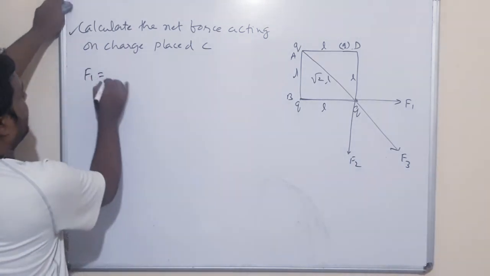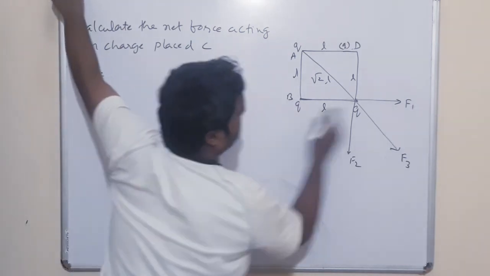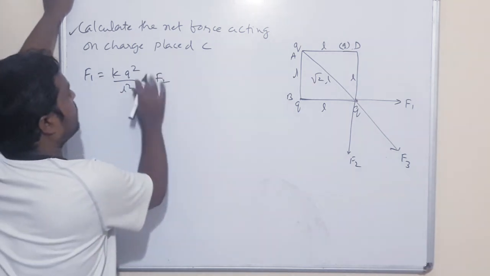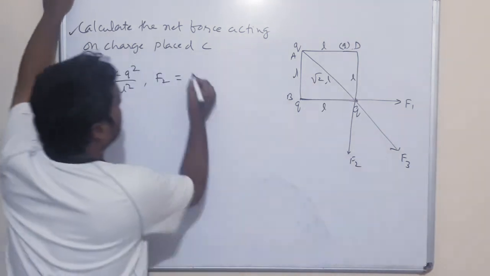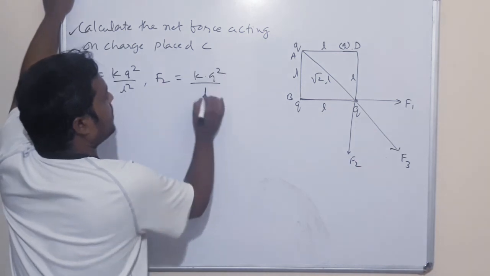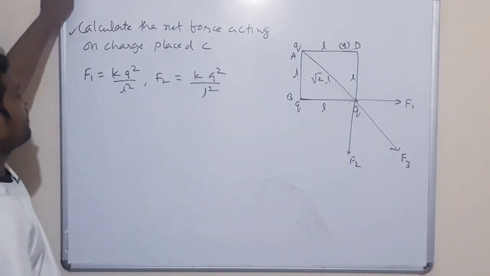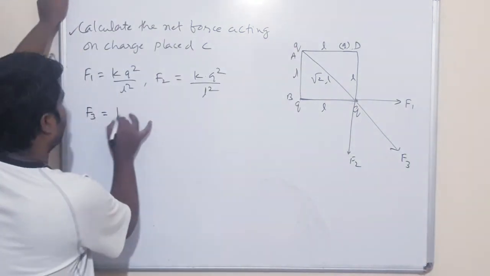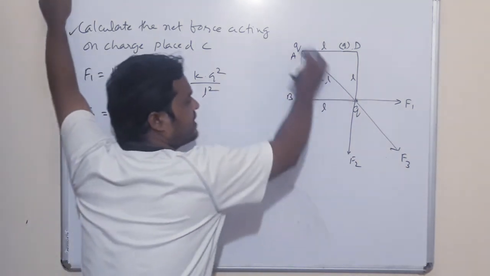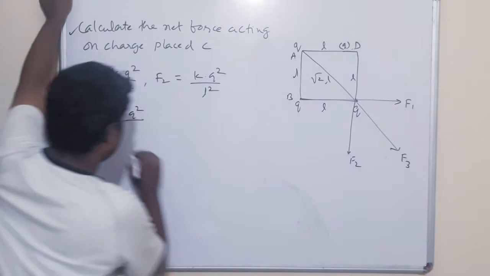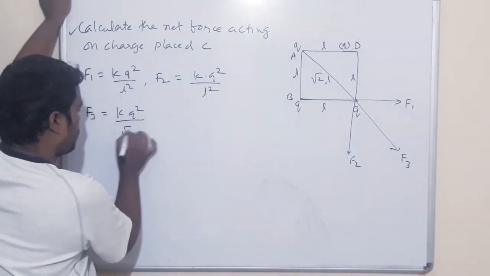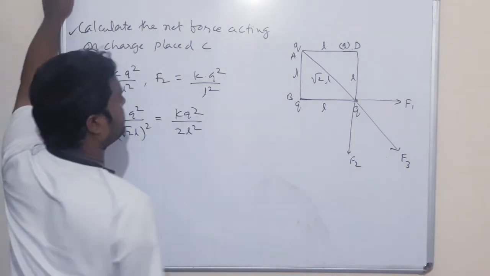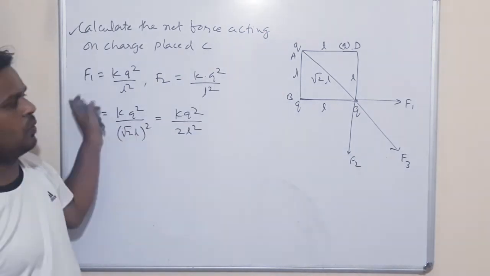Then can you tell me what is the magnitude of F1? F1 is again 1 by 4 pi epsilon naught q square by L square. What is the F2 magnitude? This will be the same, k q square by L square. F3 will be different, because the distance changes. F3 is k q square by this distance square, not just L square, root 2 L whole square. This will be k q square by 2 L square. These two forces are equal.